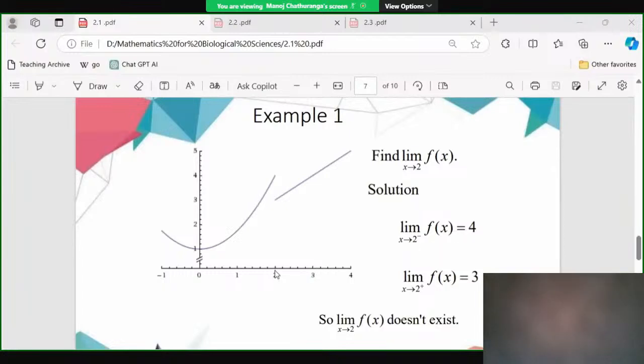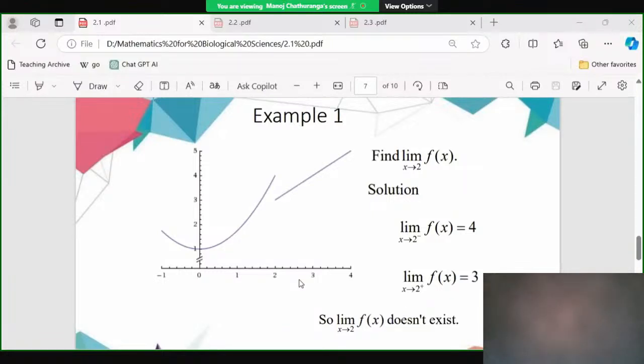For the right limit, take something bigger than 2. When you take something bigger than 2, you need to focus on the line. On the line, you're sliding down, and as you approach 2, the function values approach 3. So the right limit as x goes to 2 is 3.